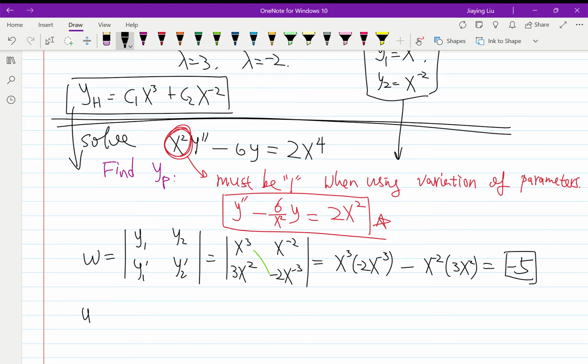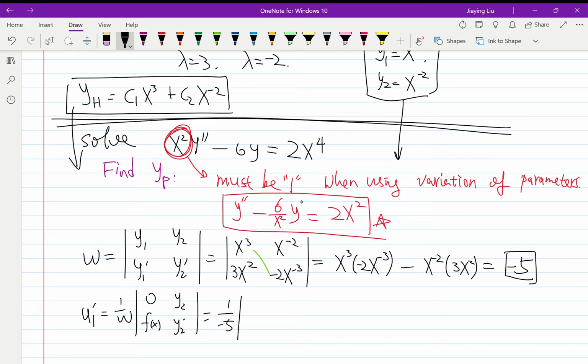And then u1 prime is going to be 1 over the Wronskian times the determinant of this matrix. This matrix is similar to the Wronskian. For u1 prime, the first column is replaced with 0, f of x. The second one stays the same. So that's going to be 0, f of x, y2 the same, y2 prime the same. So that's going to be 1 over negative 5.